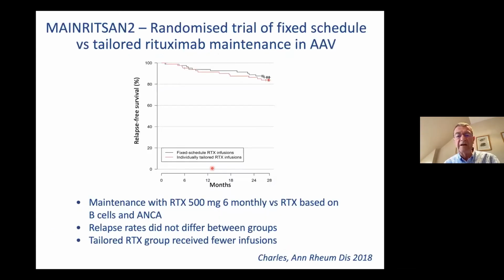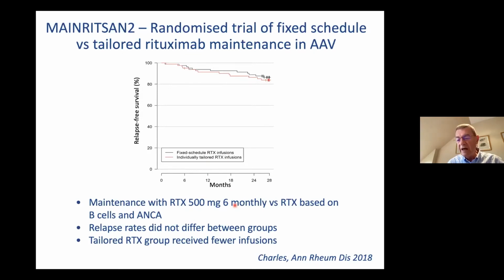So what of more recent studies? Following the initial Main-Ritzan study, the Main-Ritzan 2 compared the fixed schedule of rituximab against the use of rituximab based on return of B cells and a return or a rise in anchor titer. And when they did that, the relapse rates did not differ between the two groups. However, the tailored group actually received fewer infusions of the drug, which is cost effective and saving them side effects. So I think maybe in future we'll be tailoring rituximab according to B cells and anchor levels.